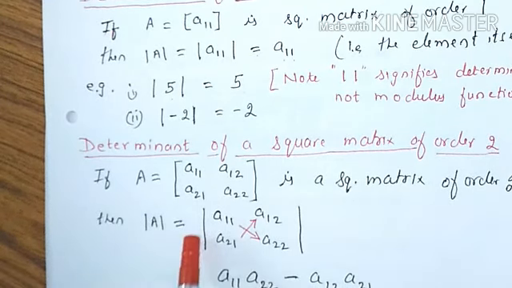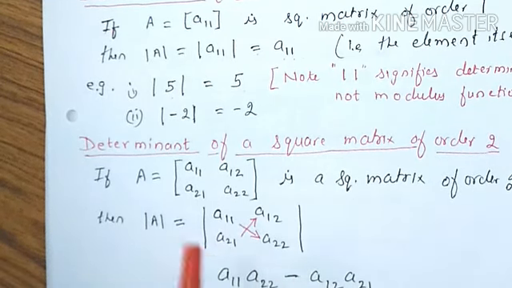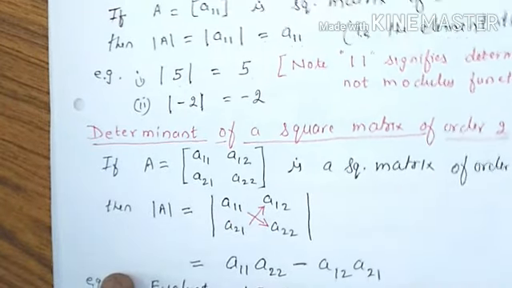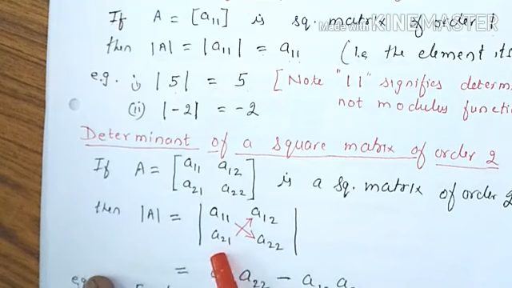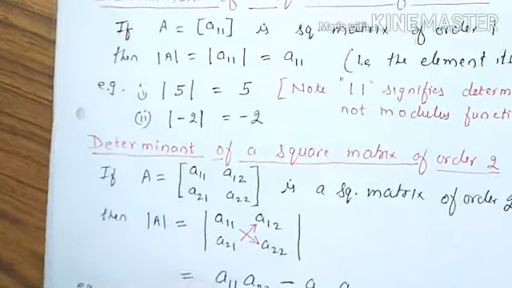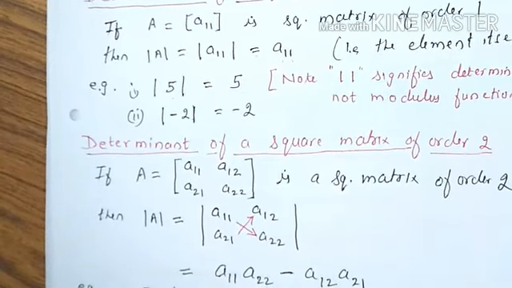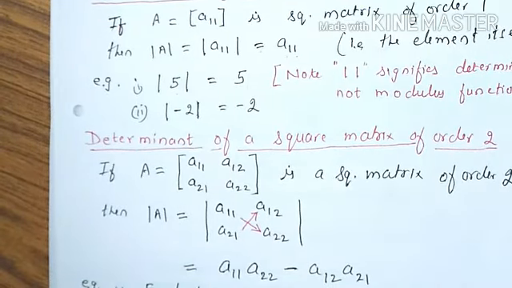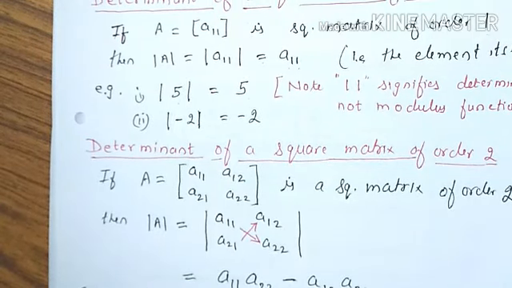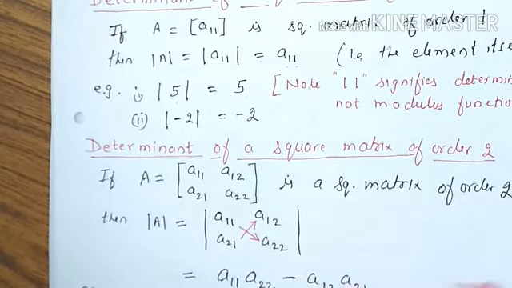So here we find the product of the down arrow. You can see that A11 into A22, then minus the product of the up arrow, that is A21 into A12 or A12 into A21. This way, whatever answer we get after simplifying, that will give the determinant of the square matrix of order 2. Suppose we take one example.